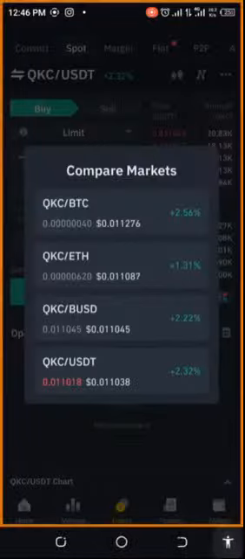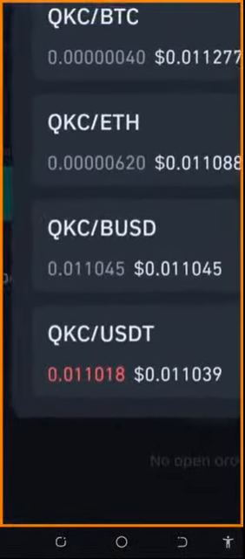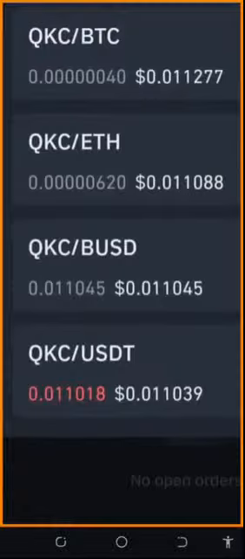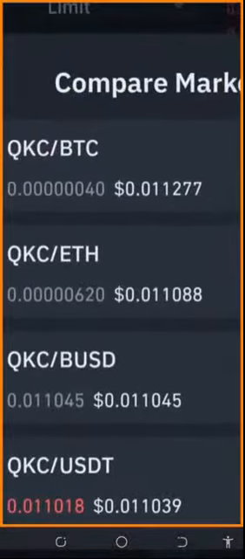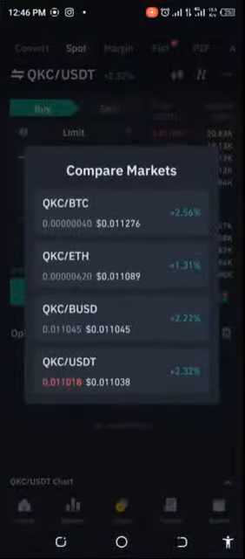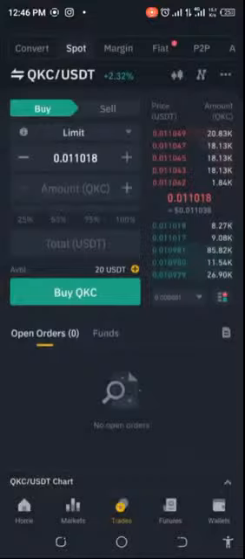So now let's take a good look at what we have here. This is the compare market. USDT is 0110, BTC is 0112. So there's a difference. Let's go ahead and try this out by simulation first. Don't forget that. All right, so we're going to be doing our experiment and our trade with 20 USDT.